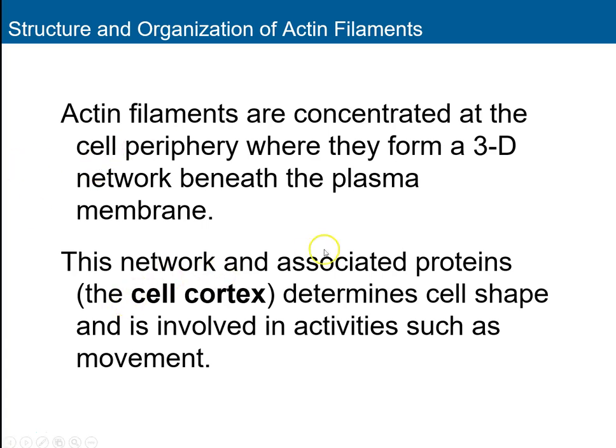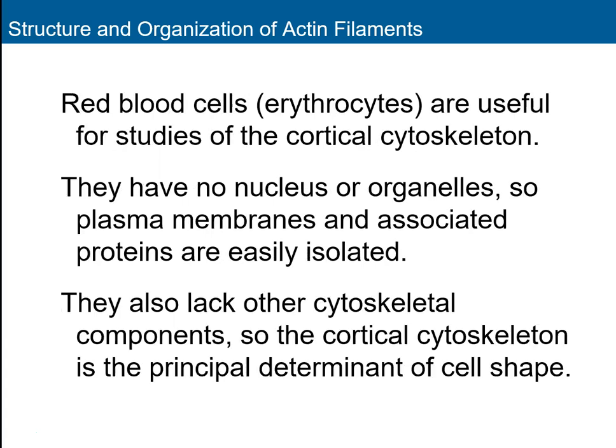Okay, so it says this network and associated proteins is called the cell cortex, okay? Again, we talked about this, it determines shape, and it's involved in stuff like movement, okay? So when you think about cortex, it's like the outside, right? Or the periphery. So this means that this is the actin cytoskeleton that's right at the edge of the cell, close to the cell membrane.